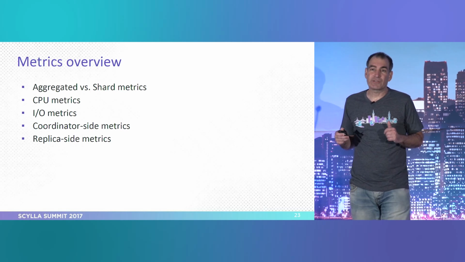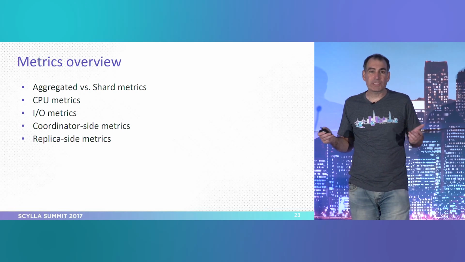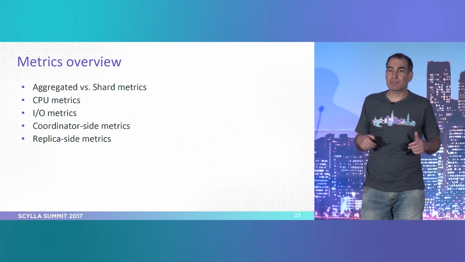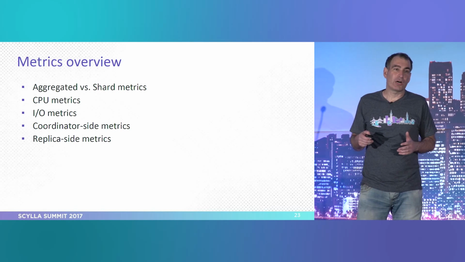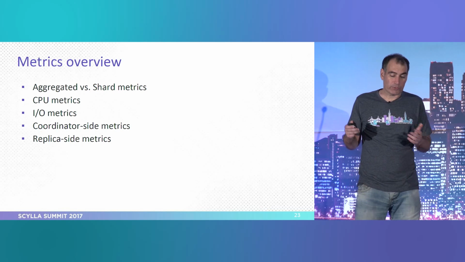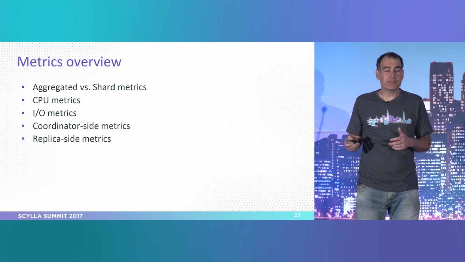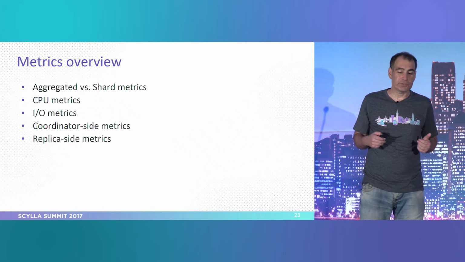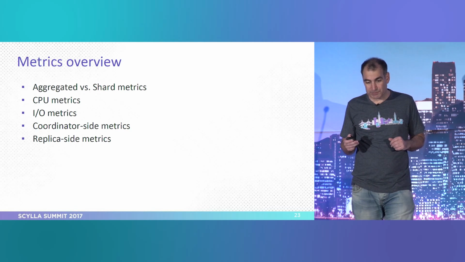And in terms of the specific Scylla metrics, they can be roughly split into coordinator side, which happens when the query is accepted into the system and the system decides what to do with it, which nodes to send it to. And the replica-side metrics, which deal with the cache, with fetching the data from the disk or writing it to the disk, and both are important.